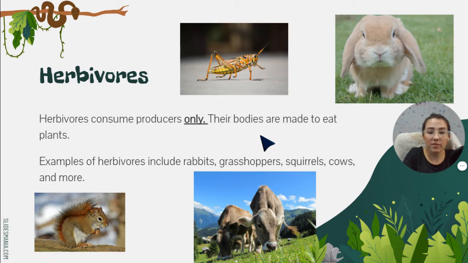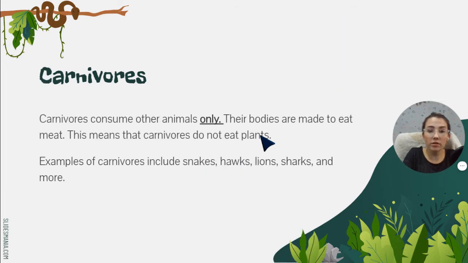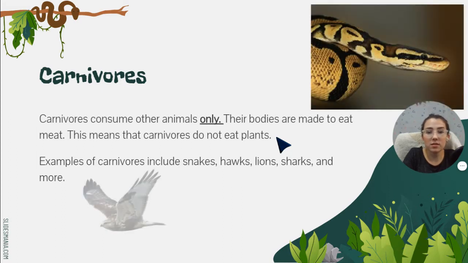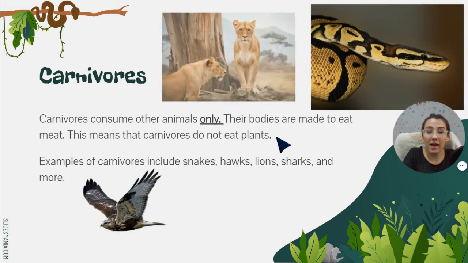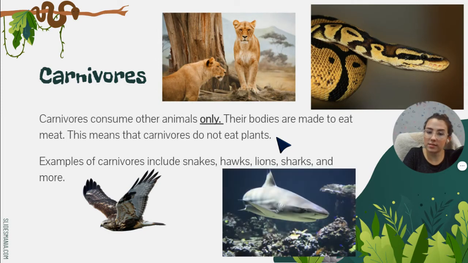The next type of consumer are carnivores. You guys know these. Carnivores only consume other animals or organisms, meaning they're meat eaters, okay? Because they're meat eaters, carnivores cannot eat plants at all. They can only consume other organisms. Examples of these include snakes, hawks, lions, and even sharks.